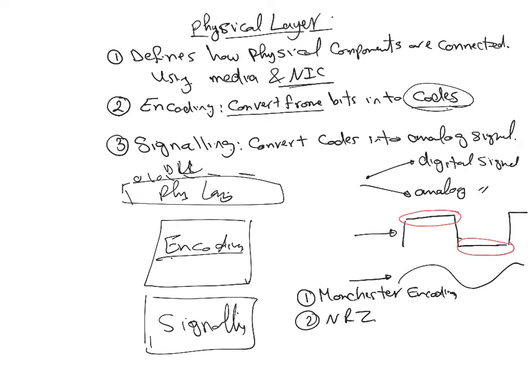Okay, for Manchester encoding each bit gets converted to two voltage levels. For non-return to zero, just one voltage level. Bravo. Yes.